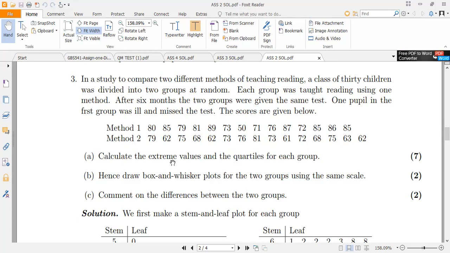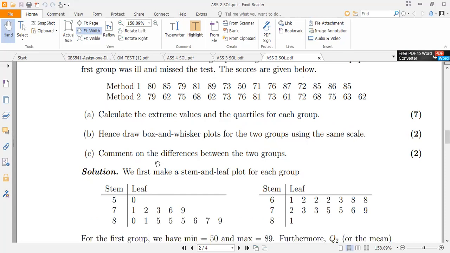So we're being asked to calculate the extreme values of each group and the quartiles. And we're asked to draw what is called a box and whisker plot for each of the groups. Now, here's what we call a stem and leaf diagram. A stem and leaf diagram will help you identify the extreme values.